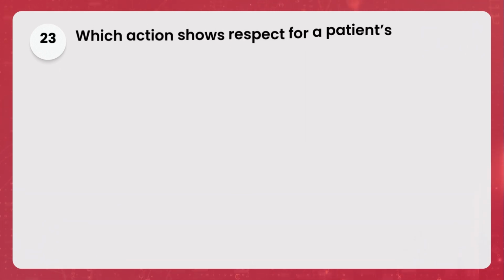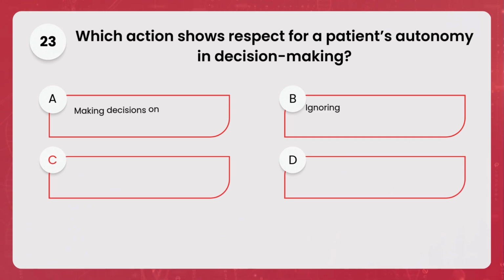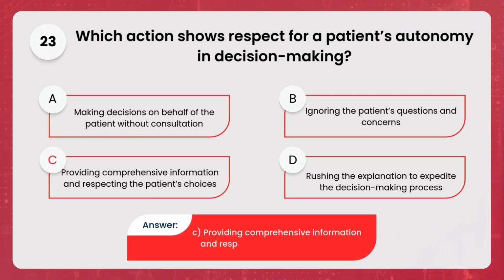Number 23. Which action shows respect for a patient's autonomy in decision-making? A. Making the decisions on behalf of the patient without consultation. B. Ignoring the patient's questions and concerns. C. Providing comprehensive information and respecting the patient's choices. D. Rushing the explanation to expedite the decision-making process. The answer is C. Providing comprehensive information and respecting the patient's choices.